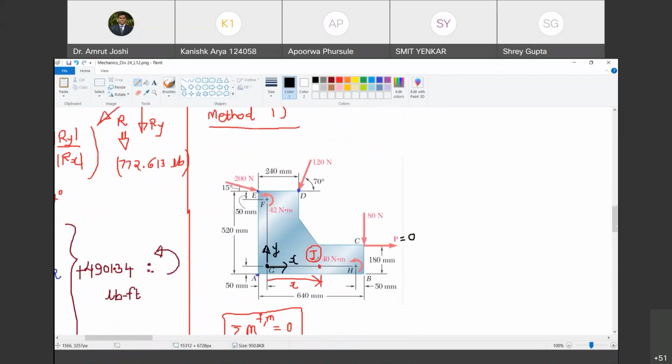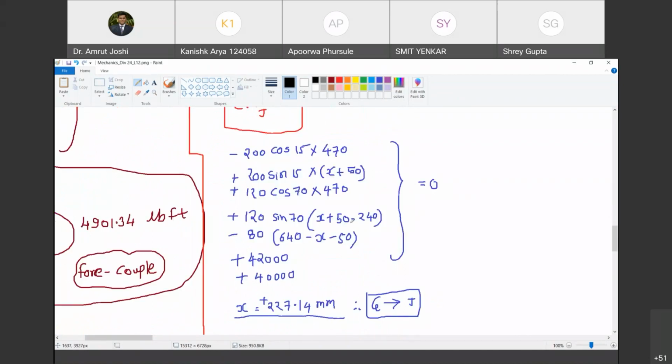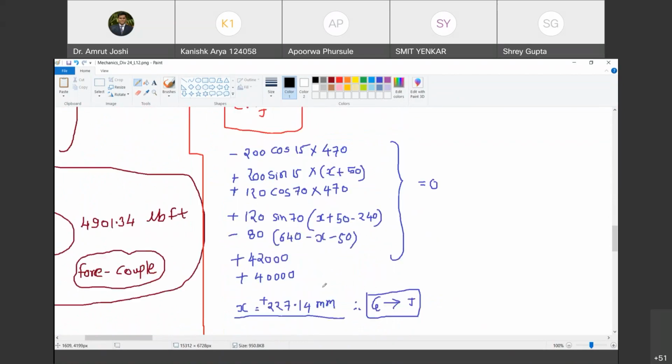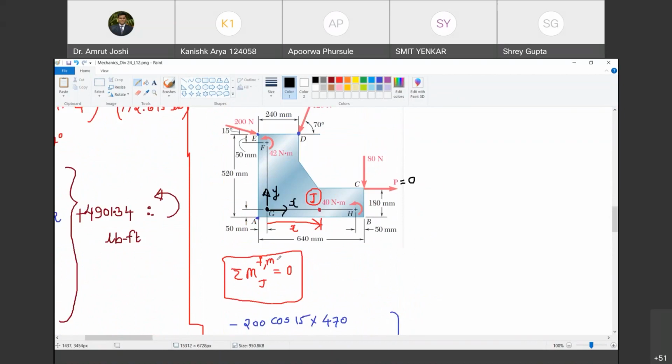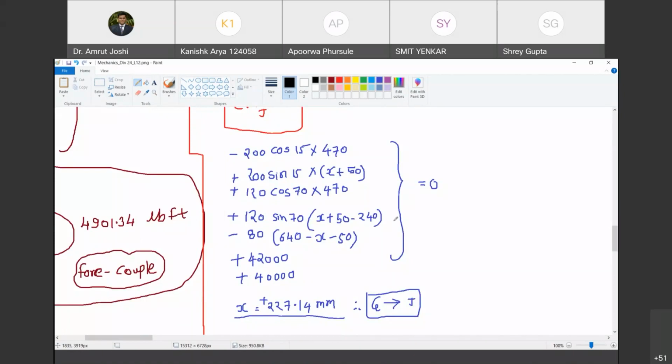120 sine 70 multiplied by x plus 50 minus 240, this is correct. Now 80 into 640 minus x minus 50, that is correct, plus 42,000 plus 40,000, that is also correct. This is equal to 0. So now let me solve it. Has anyone solved this? Solving, sir. Solve it and let me know.